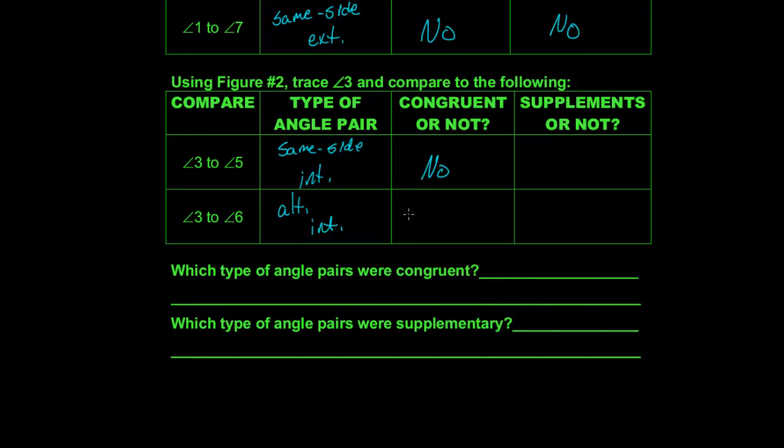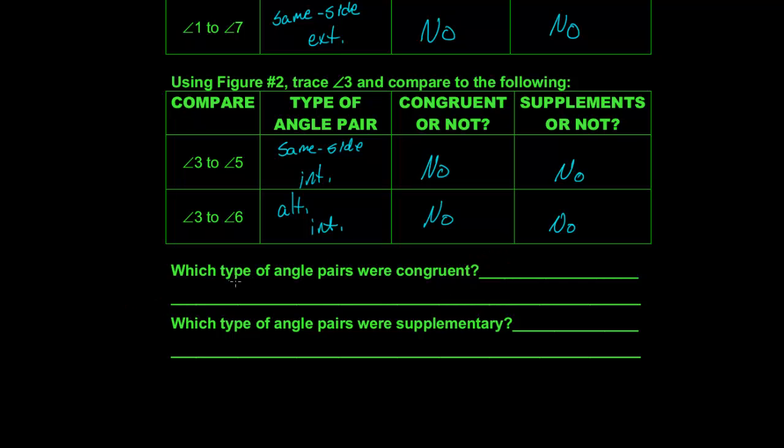That should be one. You could say maybe, but I can go ahead and tell you for sure that they are not. Now, supplements. Once again, you would need a protractor for this. I'm going to change that O to look a little bit better. We have a no and a no.